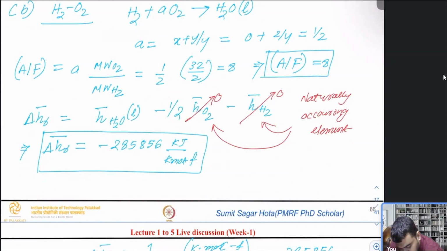Similar to the previous question, you just have to find the delta HR, which is equal to H of H2O liquid minus 1 by 2 H of O2 minus H of H2. Because here O2 and H2 are both naturally occurring elements, their enthalpies are 0. So the final enthalpy should be minus 285,856 kilojoule per kilomole of fuel.